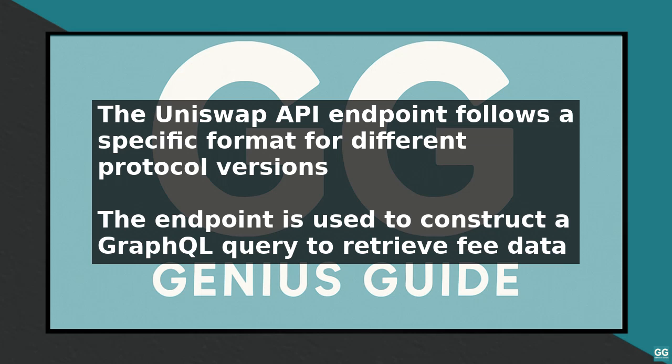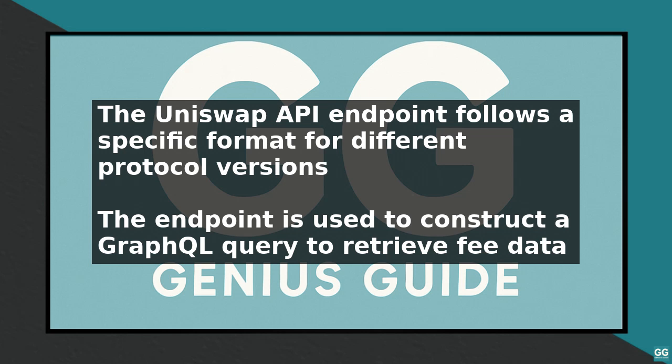Next, you need to construct the API query to retrieve the pool fees. The Uniswap API uses GraphQL to query data, so you will need to write a GraphQL query to retrieve the fee data. For example, to retrieve the fee data for a specific pool, you can use the following query. Query fees, pair, id, 0x, opening curly bracket, id, fee tier, closing curly bracket, where you replace 0x with the ID of the pool you are interested in.